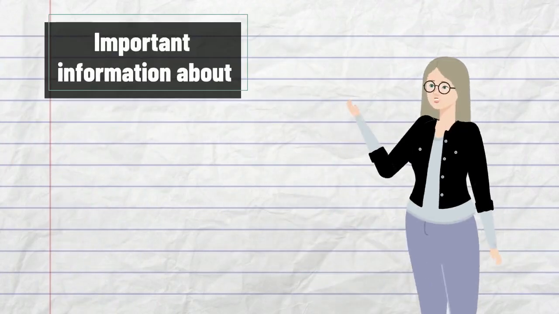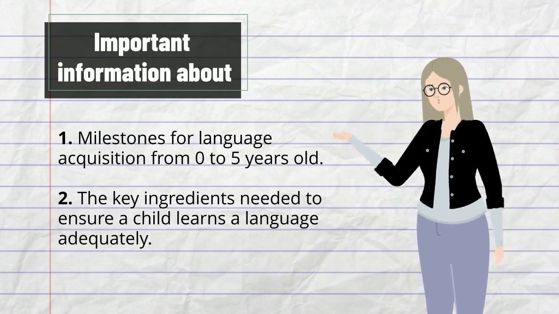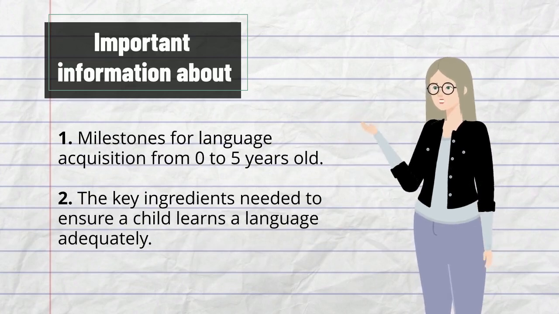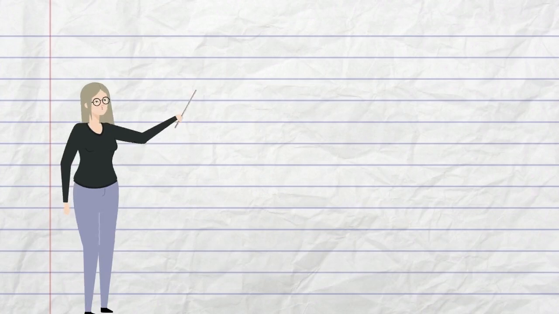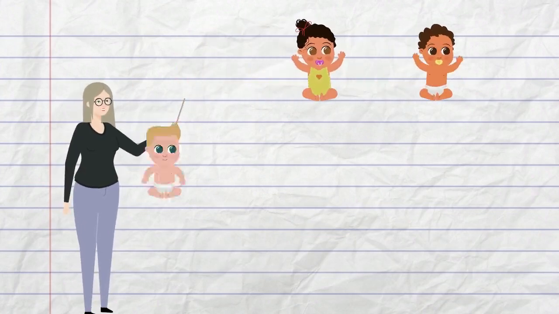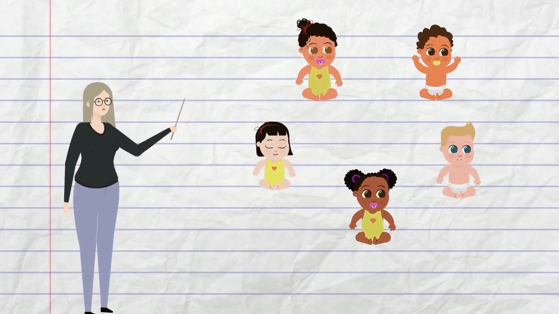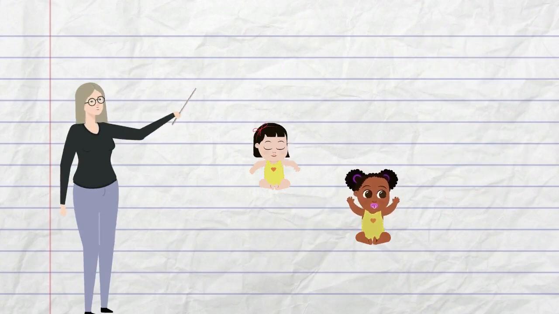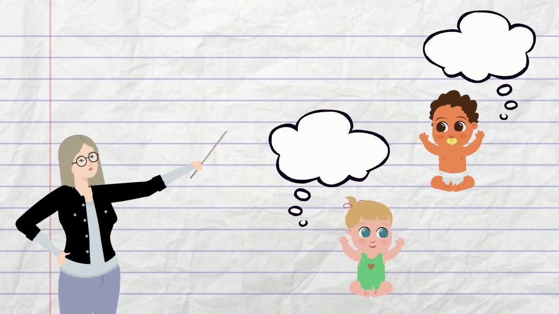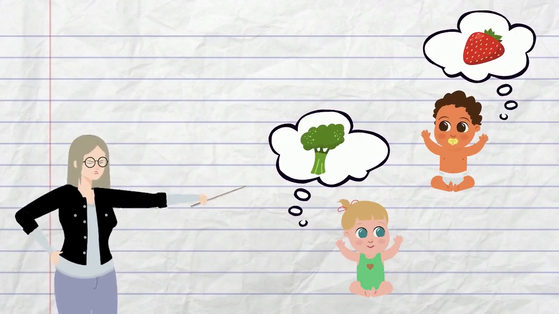This video contains important information about the milestones for language acquisition from 0 to 5 years old and the key ingredients needed to ensure a child learns a language adequately. I'd like to start off this video by emphasizing that children reach different stages of language at various times, just like some children will start walking at 9 months and others at 14 months. Like adults, babies also have different personalities and predispositions that can influence language acquisition.